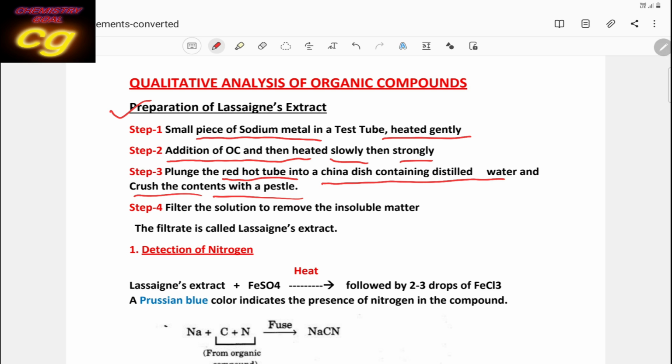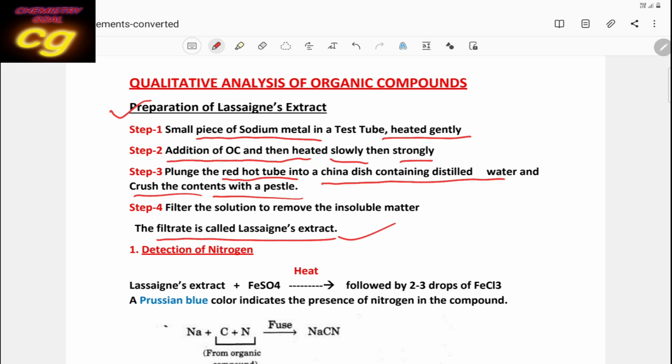Then in the last step, what happens? The solution will be filtered, the insoluble mass remains on the filter paper, and the filtrate, that is the liquid, will be collected. That liquid is called Lassaigne's extract. This is called Lassaigne's extract.